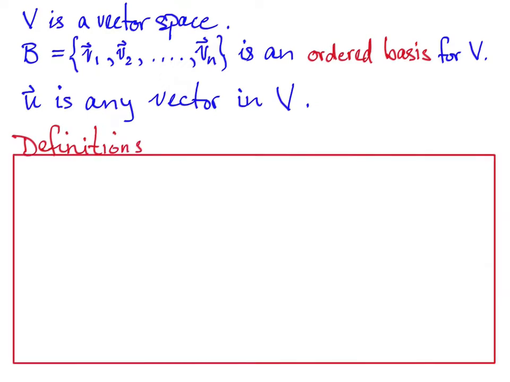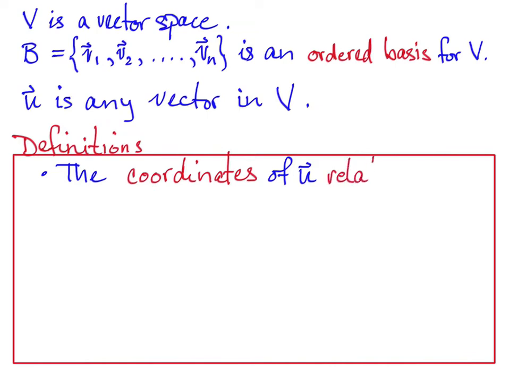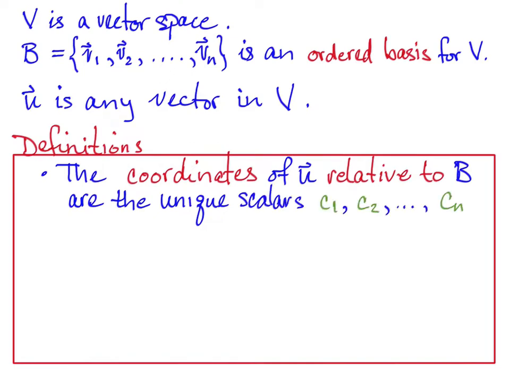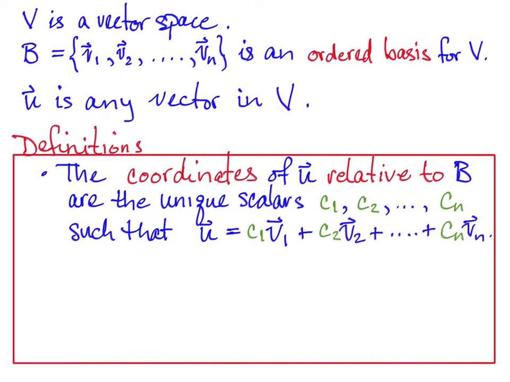The definitions of coordinates and coordinate vectors relative to a basis. So the coordinates for the vector U relative to the basis B are the unique scalars or coefficients C1, C2 up to Cn, such that U is equal to this linear combination of the basis vectors, C1 times V1 plus C2 times V2 plus ... up to Cn times Vn. So we know that those scalars are unique. There's only one way to write a vector as a linear combination of basis vectors. So that's what the coordinates of a vector are relative to a basis.